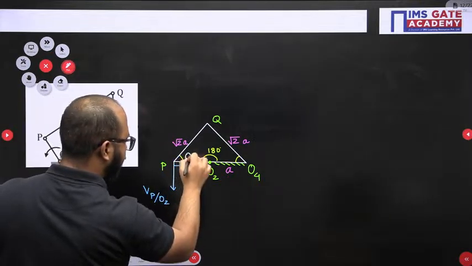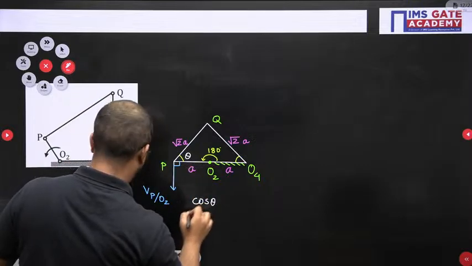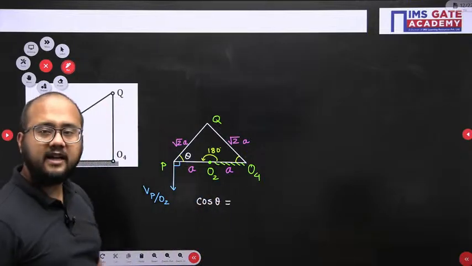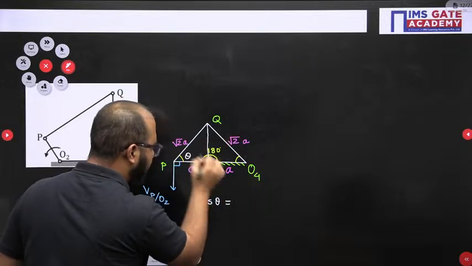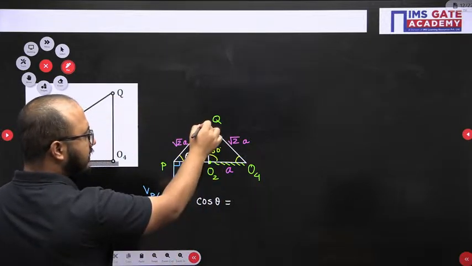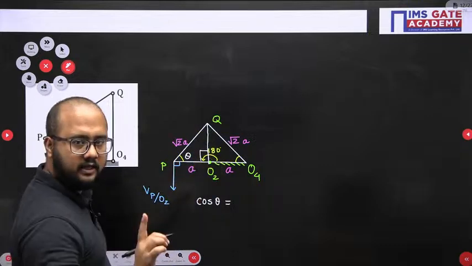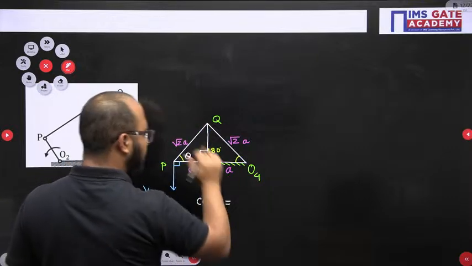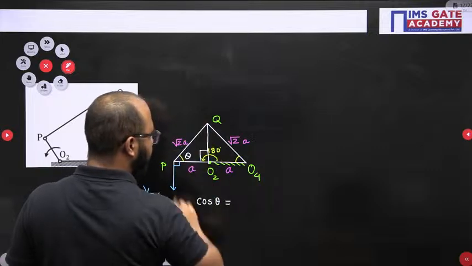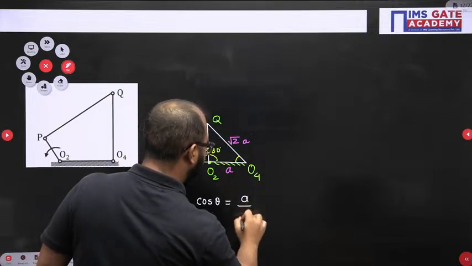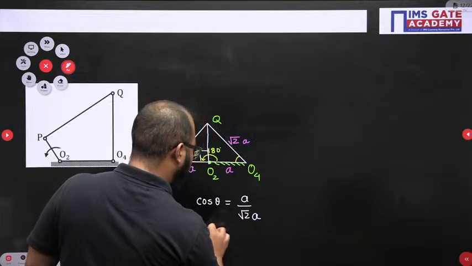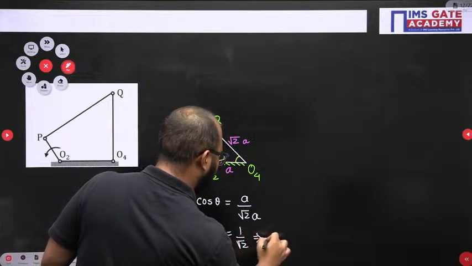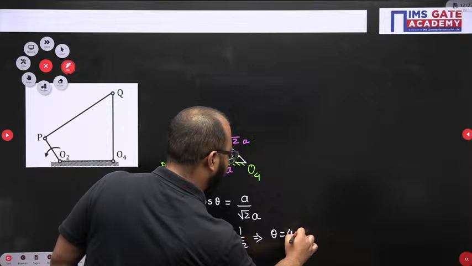Let's suppose this is theta. So cos theta I can write as base upon hypotenuse. Let us consider a right angle triangle like this. Consider a right angle triangle PQO2. In that right angle triangle, theta is there. So base will be this one, hypotenuse will be this one, and this is the perpendicular. So base upon hypotenuse will be like this. So from here you will understand cos theta is 1 by root 2, which means theta value will be 45 degree.